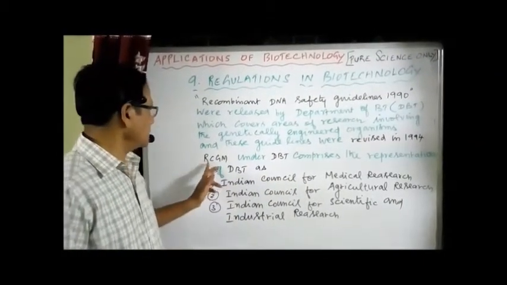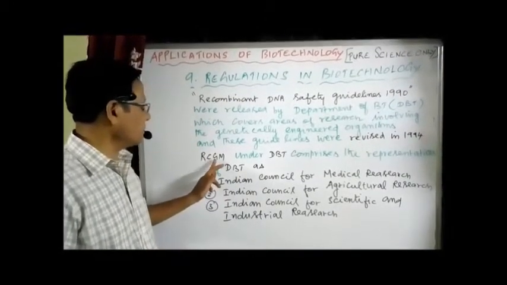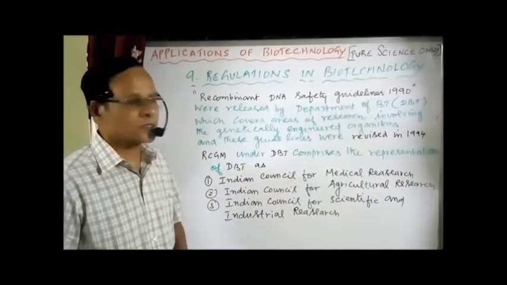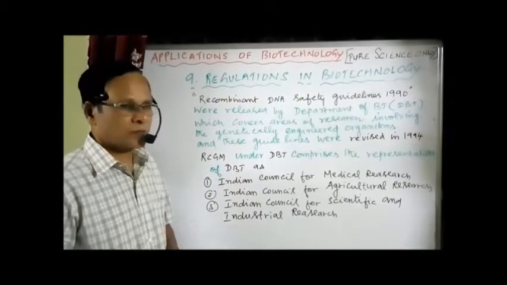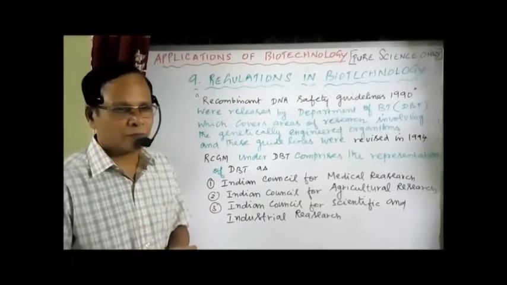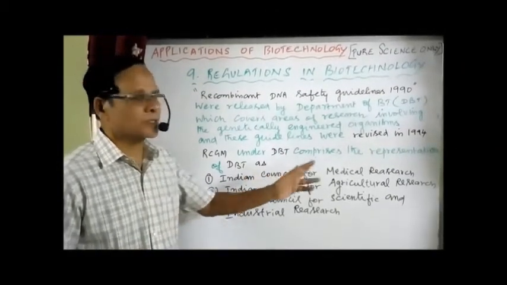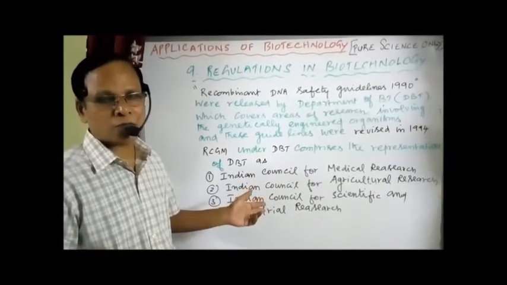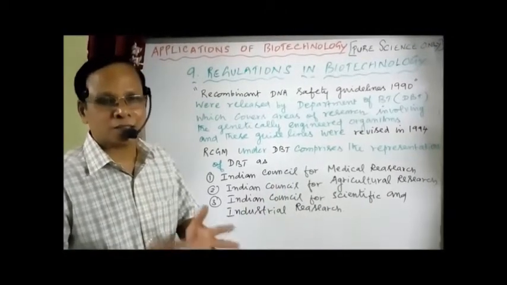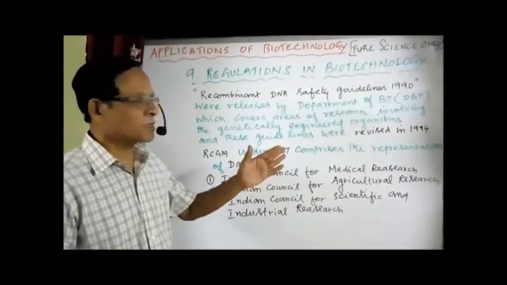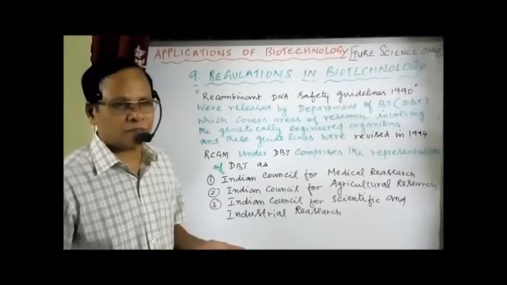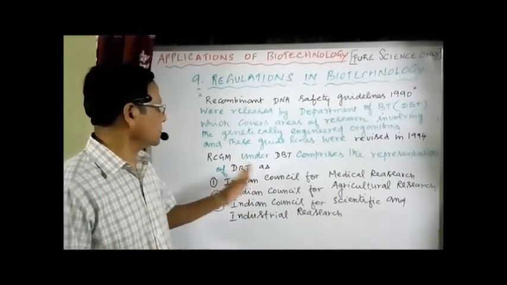Now, the RCGM, Review Committee on Genetic Manipulation, is one of the advisory committees, and it comprises the following representatives of DBT. Number 1, Indian Council for Medical Research. Number 2, Indian Council for Agricultural Research. Number 3, Indian Council for Scientific and Industrial Research. These are the representatives of RCGM, covering different areas of research work. Okay, that's about what we have.